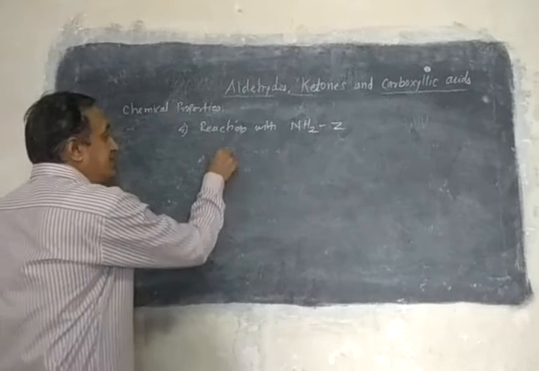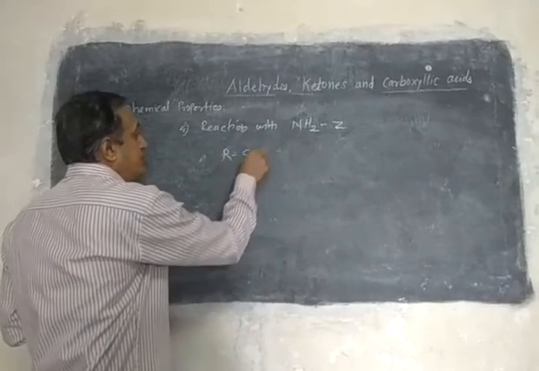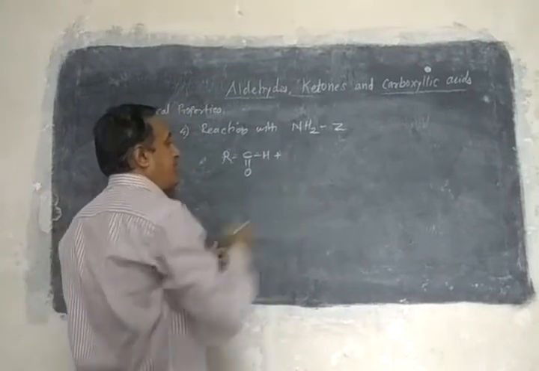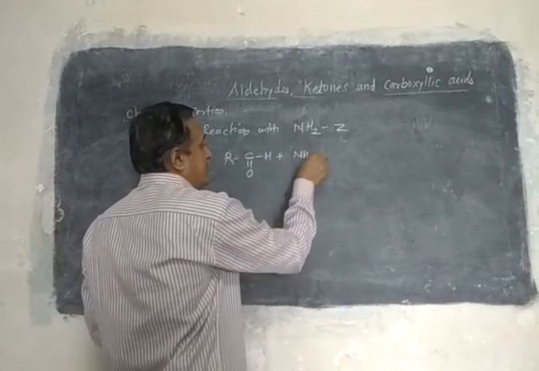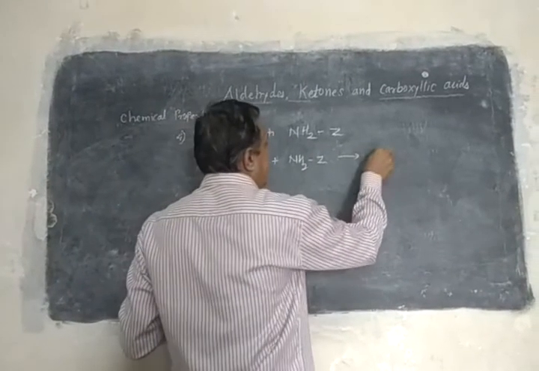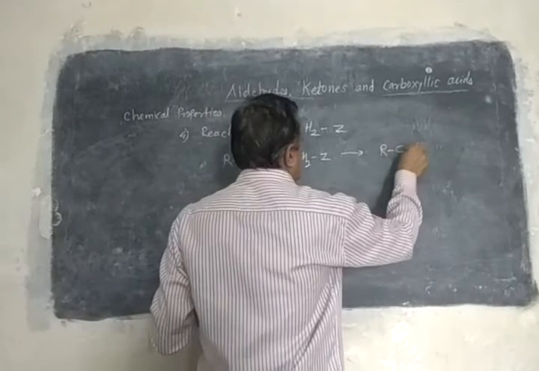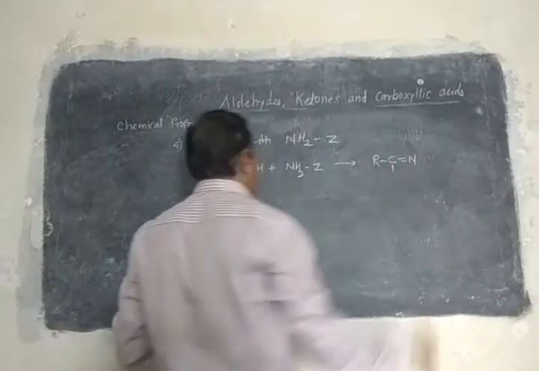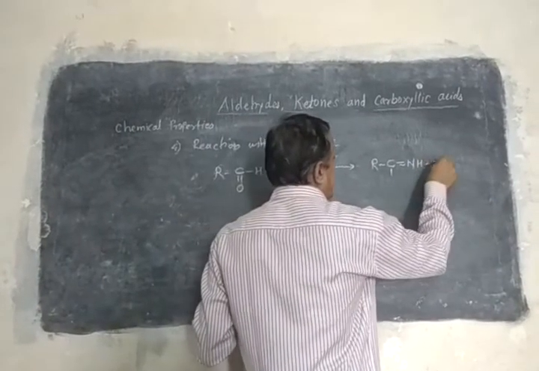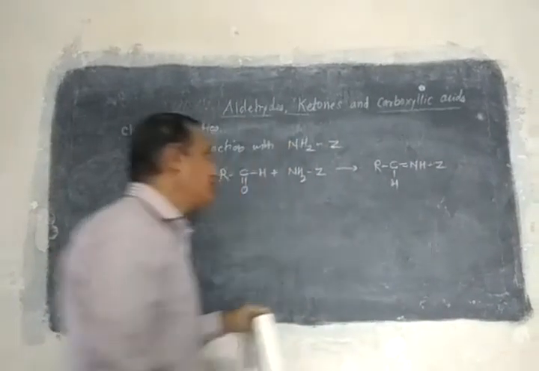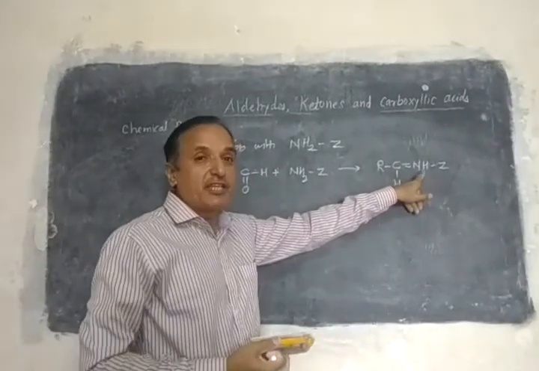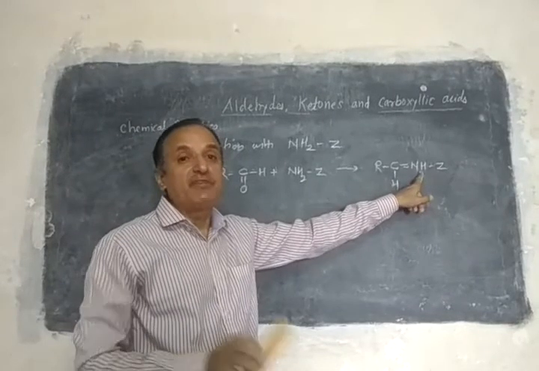Now suppose an aldehyde reacts with this substituted ammonia, NH2Z, where Z can be any group. Then it forms the imine, R-CH=N-Z. So we get the imine group, which is called a Schiff base.